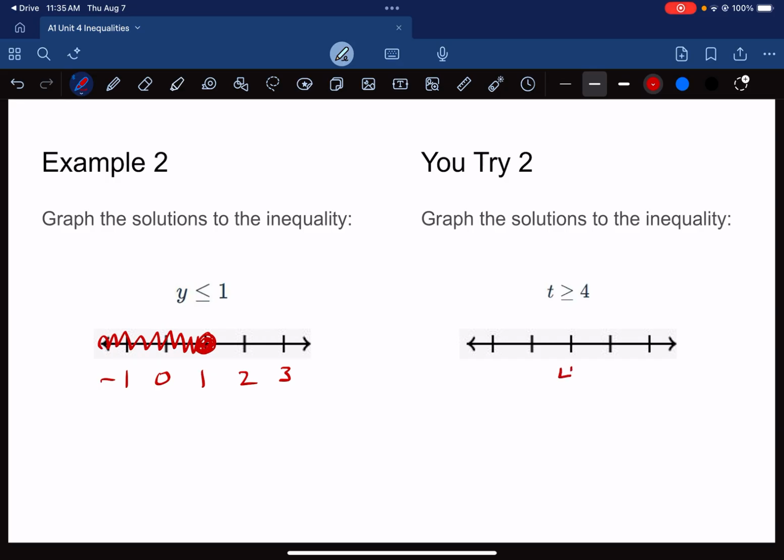Okay. So I'm going to put 4, 5, and 6 on this side, and this would be 3 and 2 on that side. The solution point is 4. It has an equal to, so I'm going to use a solid dot. I want values that are greater than 4, so I'm going to shade to the right.